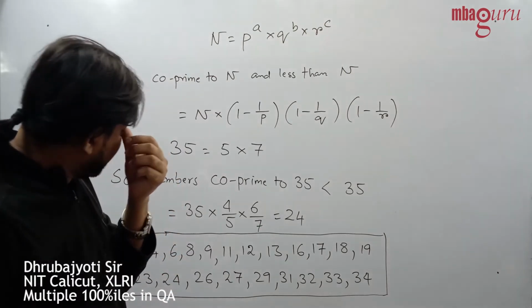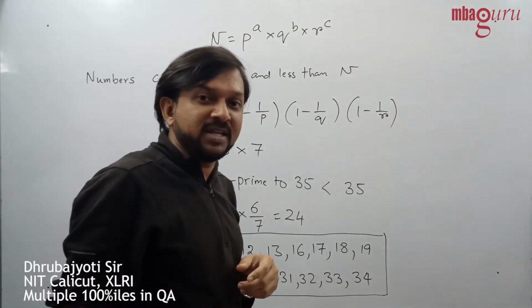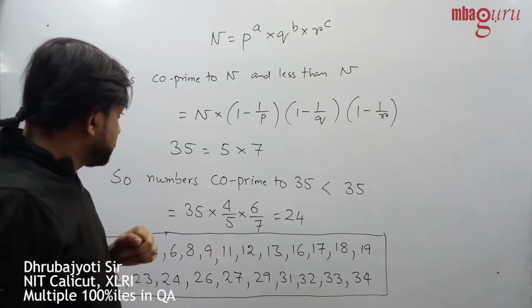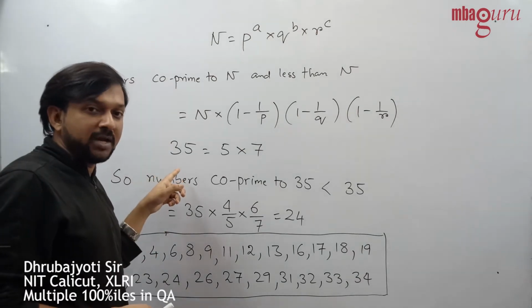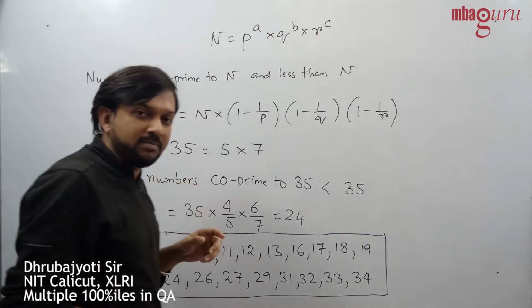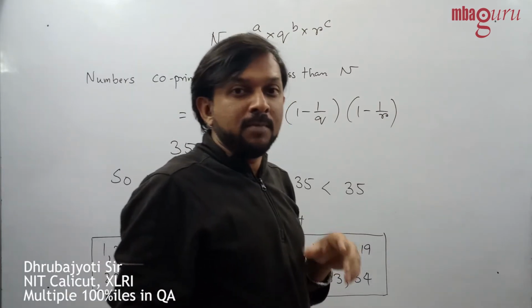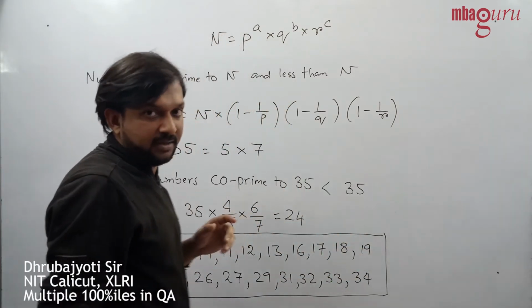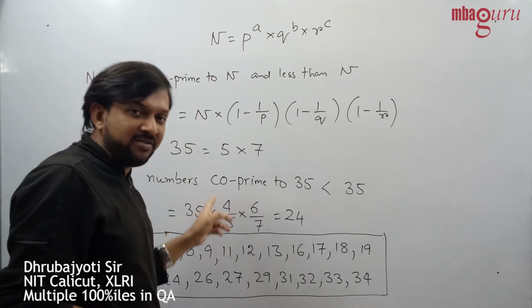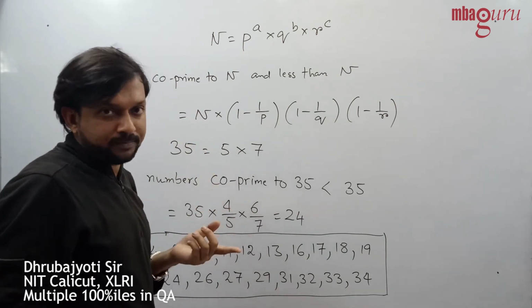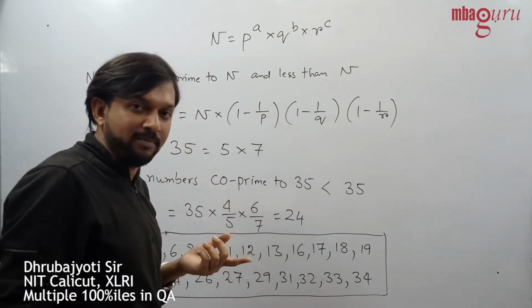Let's take the example of 35. Now, 35 is nothing but 5 into 7, which means if I have to find out numbers which are coprime to 35, that number should not be divisible by both of 5 as well as 7. That means if a number is divisible by 5 or 7 or both, then it is not coprime to 35.